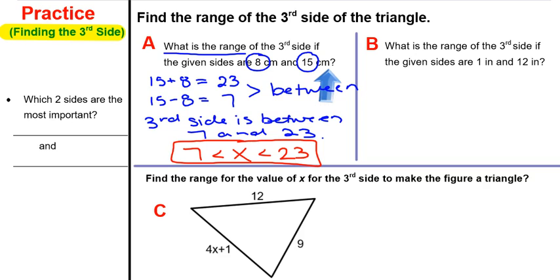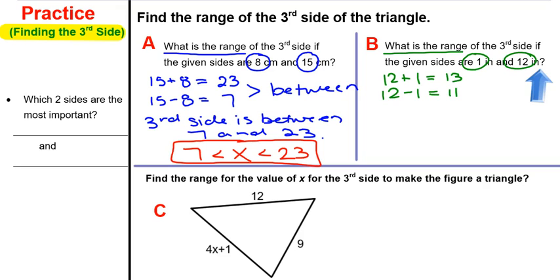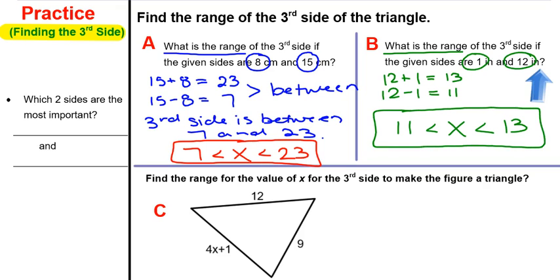Again, looking at question B, it says, what is the range of the third side if the given sides are 1 and 12? Remember, all we need to do is take these two numbers and add them and subtract them, and that will give us the range of the third side. It has to be between 11 and 13. Any number in that range is okay. It cannot be 11, it cannot be 13, but it could be 11.1 or 12.99.